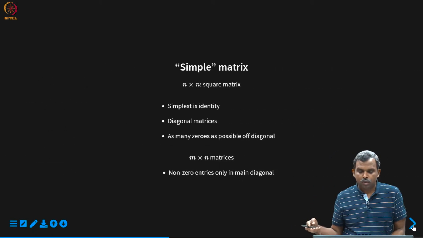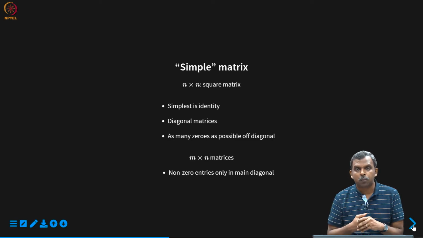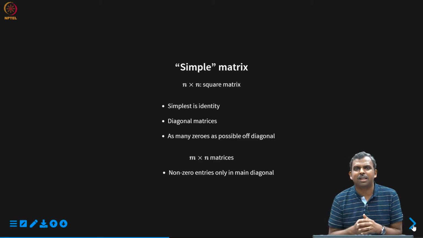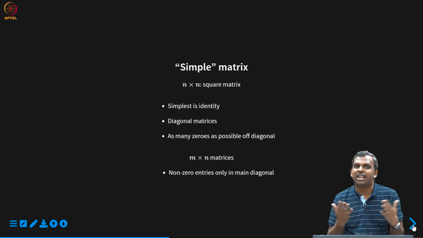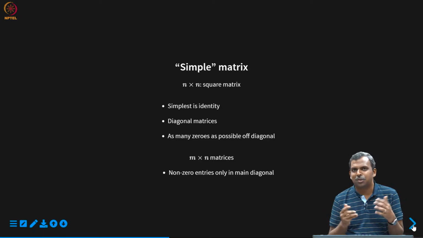So first of all, what do I mean by a simple matrix? Why are some matrices simpler than the others? If you think of n cross n square matrices, all sorts of dimensions, you can have values all over the place. It can be quite complex in general, right? The simplest matrix you can think of is the identity matrix. Why? Because when it operates on any vector, it doesn't do anything. It gives you the same thing.